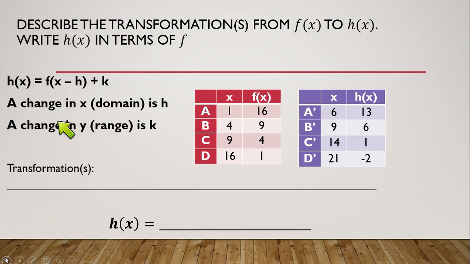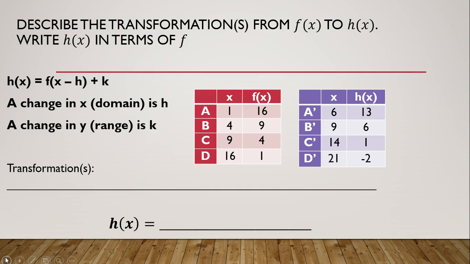A change in x, or your domain, is h. Remember, we add h to x. H changes the domain. And if we see a change in y value, that is k, because we add k to y.